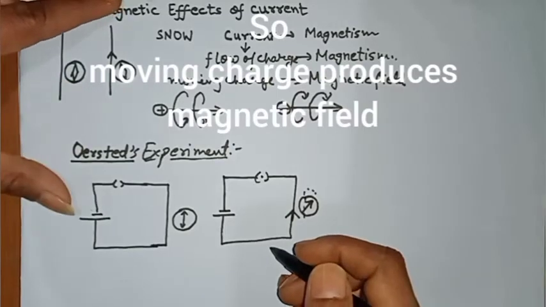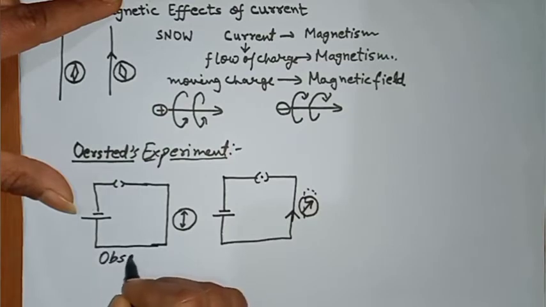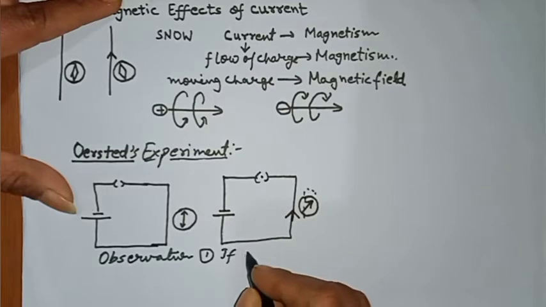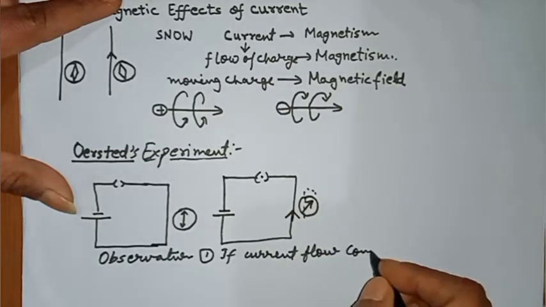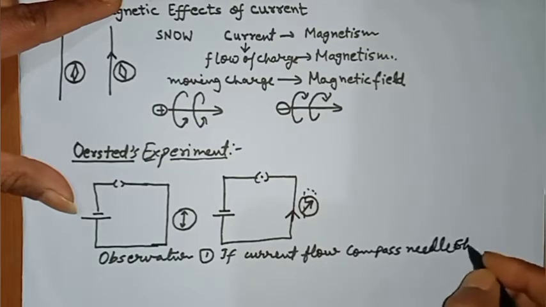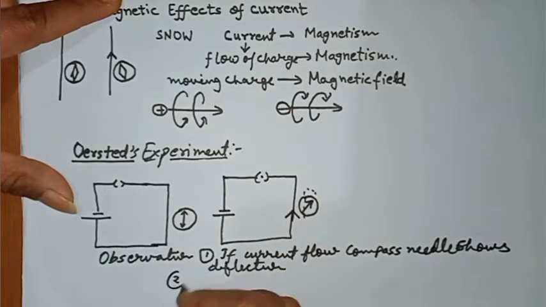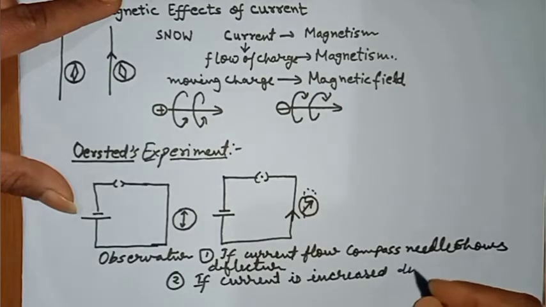So, what were Oersted's observations? He observed, first, if current flows, the compass needle shows deflection. Second, if current is increased, the deflection also increases.